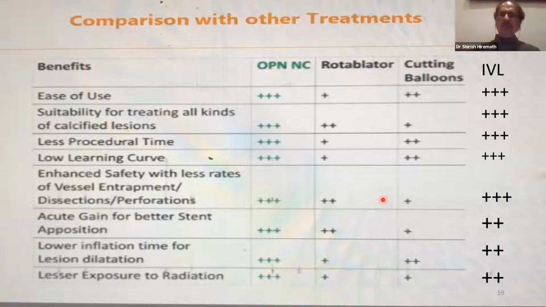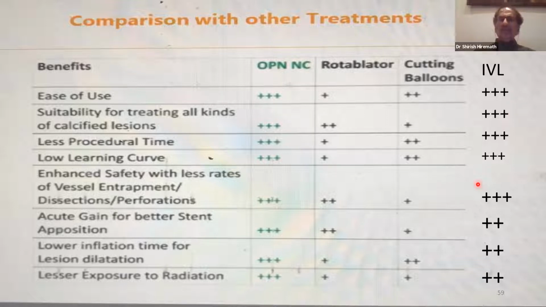So when you talk of calcium, you have this very high pressure balloon, the OPN, which can take 45 to 50 pressures. The rotablator has been with us for a few decades, so I think most of us are familiar with this. We have these cutting balloons and we have this IVL. If you see the positivities, you can see IVL has lots of positivities. So I guess if you have a deep calcification, this becomes your option of choice.